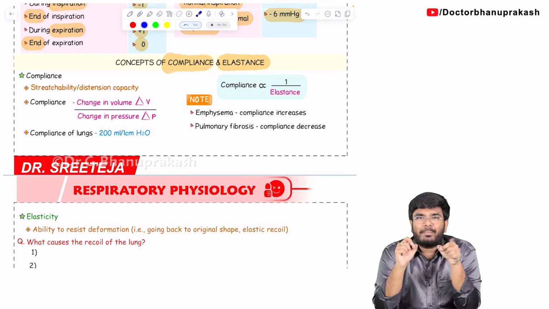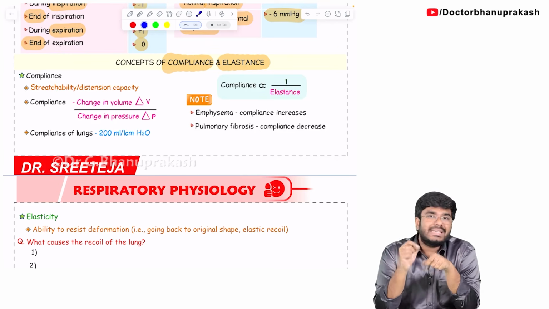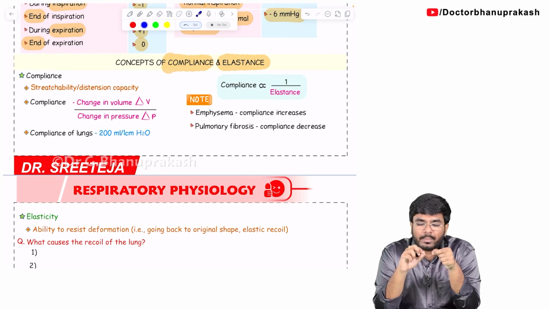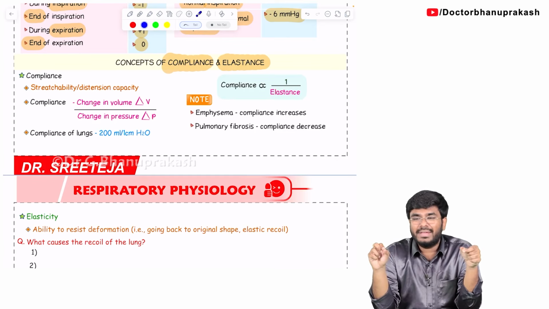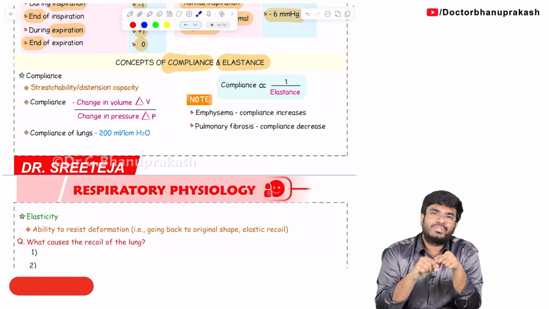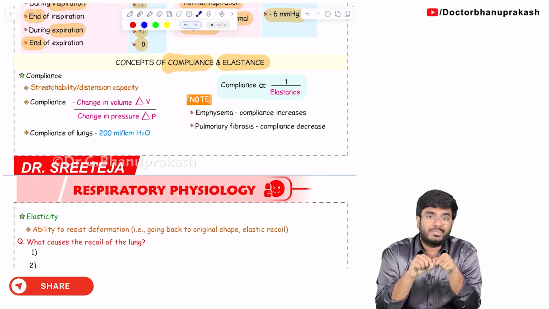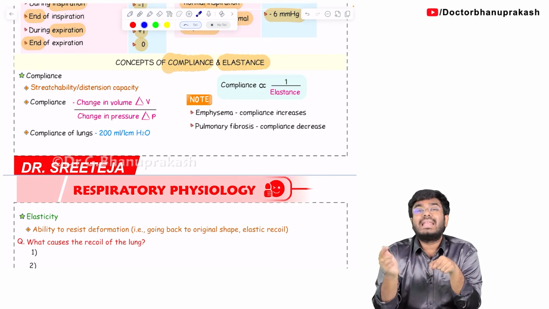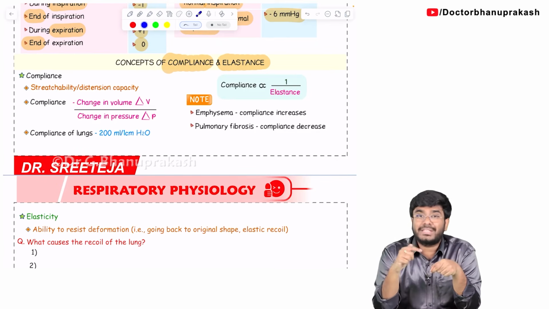Now see, rubber bands, why are they called elastic? Because even though I am trying to deform its shape, even though I am trying to change its shape, it is coming back to the original position. At the end of the day, it will come back to the original position. So that's why it is called elastic. It is trying to maintain the shape.